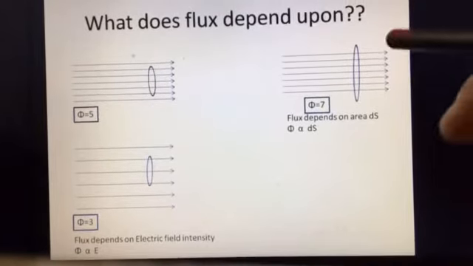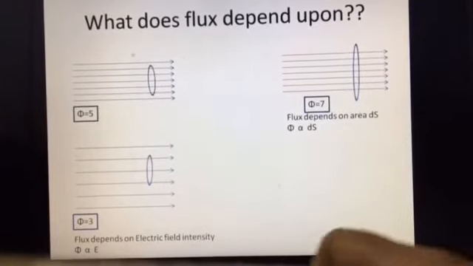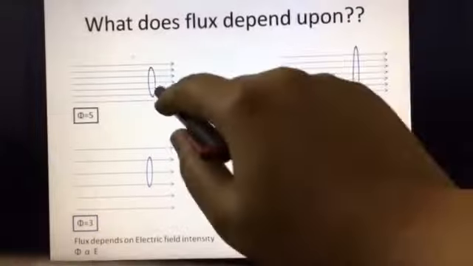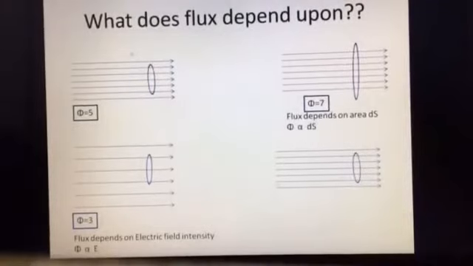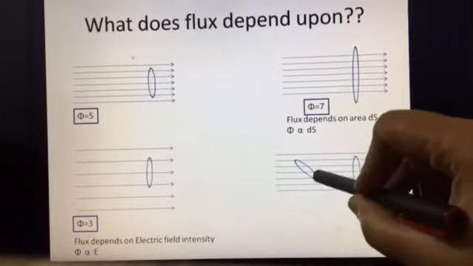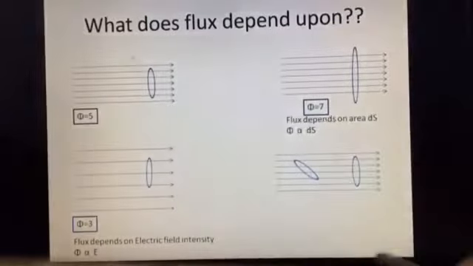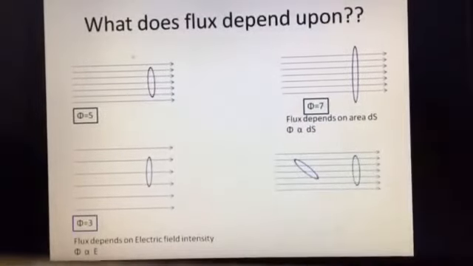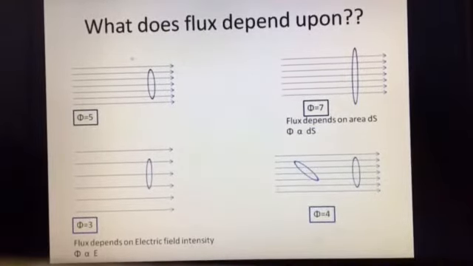Now, is there any other thing that flux is dependent on? Let's see. I have just taken the same image over here, the same electric field and the same area. Now if I just change the inclination of this area, I tilt it. Now what do you see? How many lines are passing through this area? If you see, there are 1, 2, 3, 4. Just 4 lines are passing. In this case, it was 5. If I tilt the area, the number of lines is reducing, or the flux is reducing. The flux has now become 4.